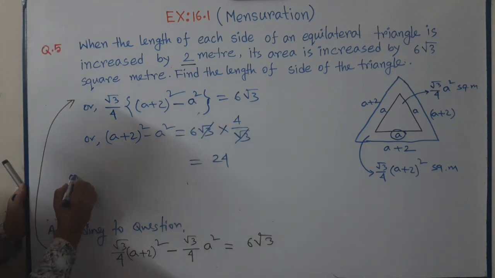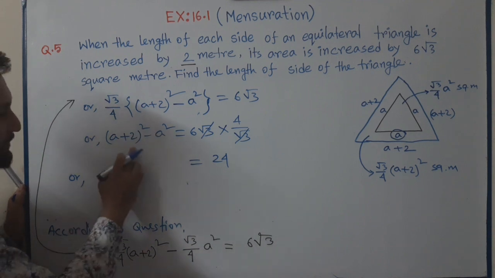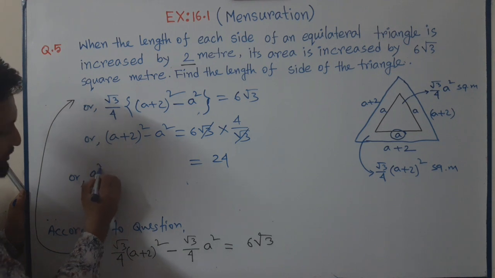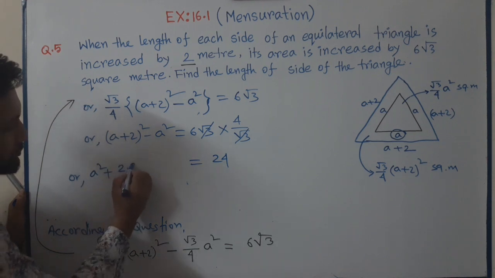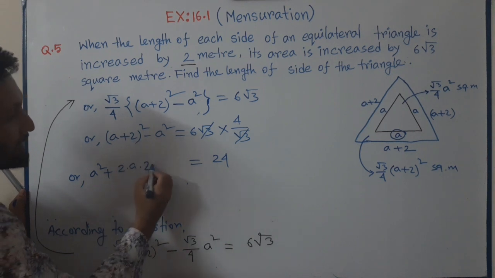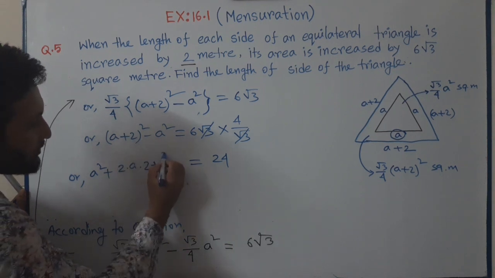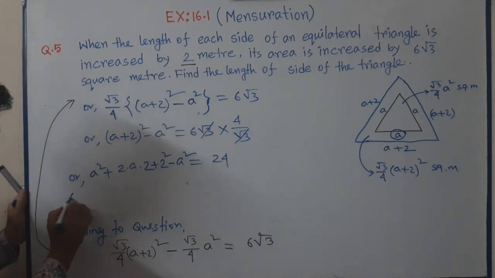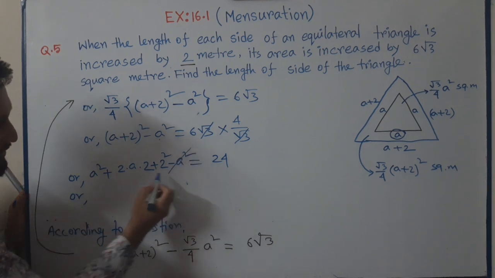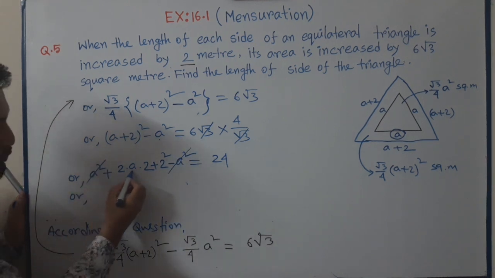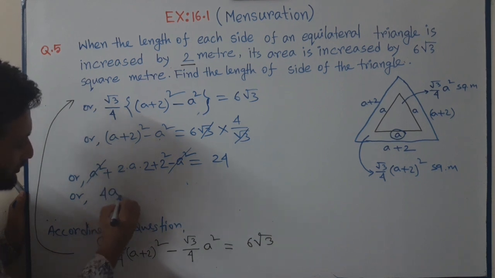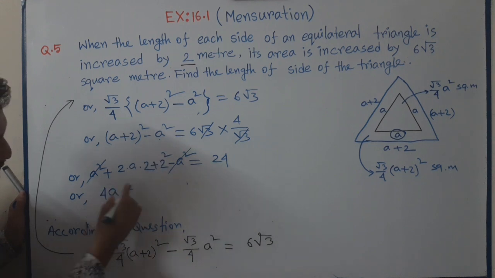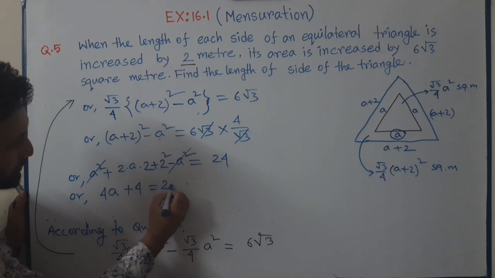Now on the left-hand side, (A plus 2) squared, using the formula (a plus b) whole squared, gives A square plus 2ab, so 2 into A into 2, plus b square, that means 2 square, and then minus A square. By simple calculation, minus A square and plus A square cancel. So 2A into 2 is 4A, and plus 2 square, that means 4, equal to 24.